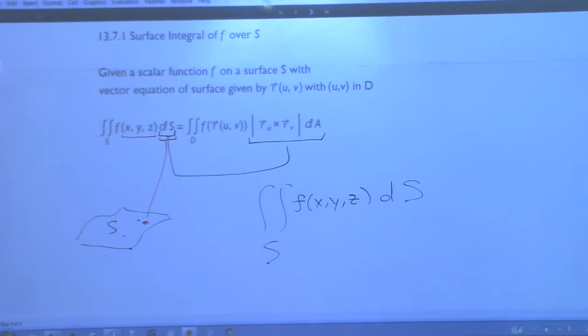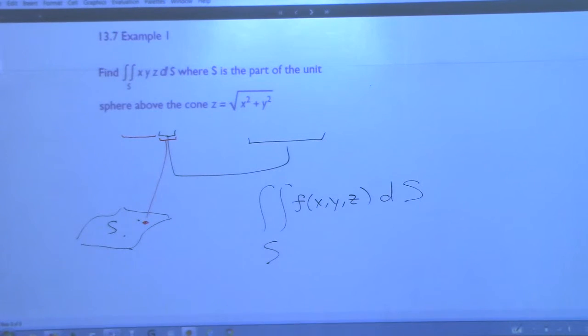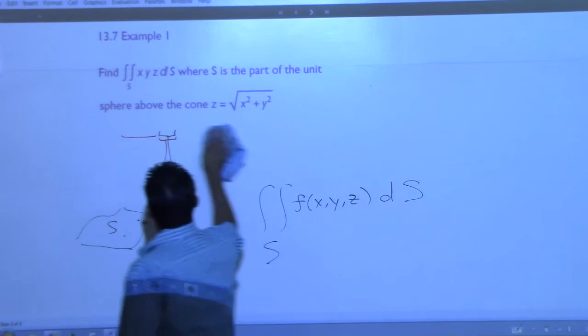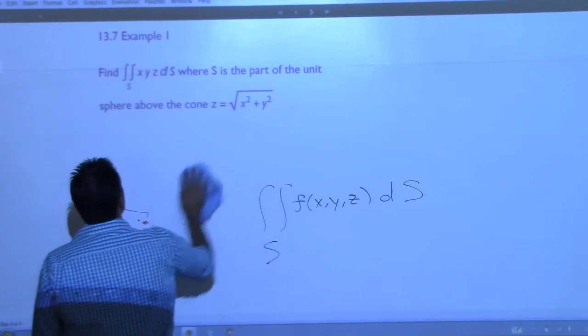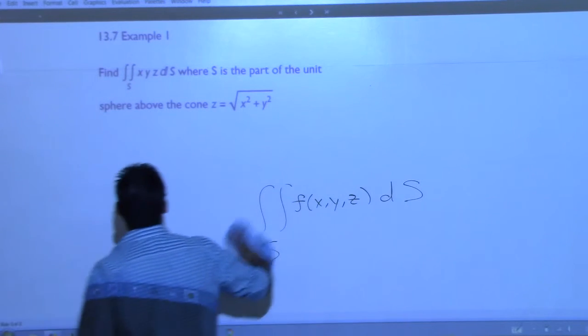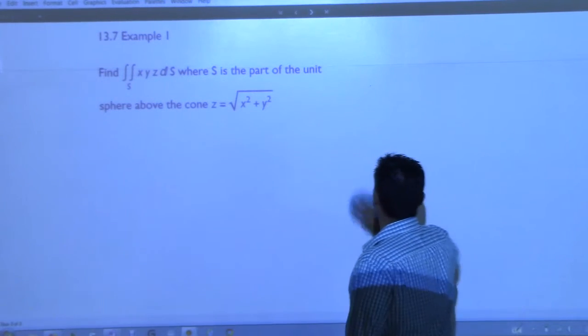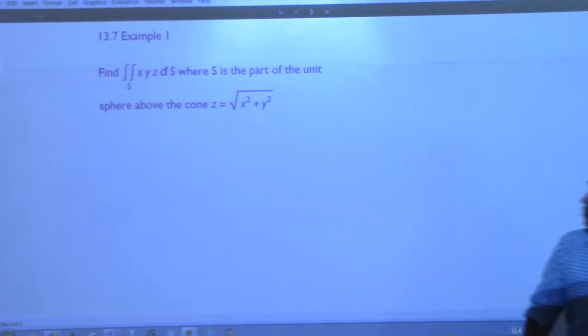So let's do one. Find the double integral over S of xyz dS, where S is the part of the unit sphere above the cone z equals the square root of x squared plus y squared.